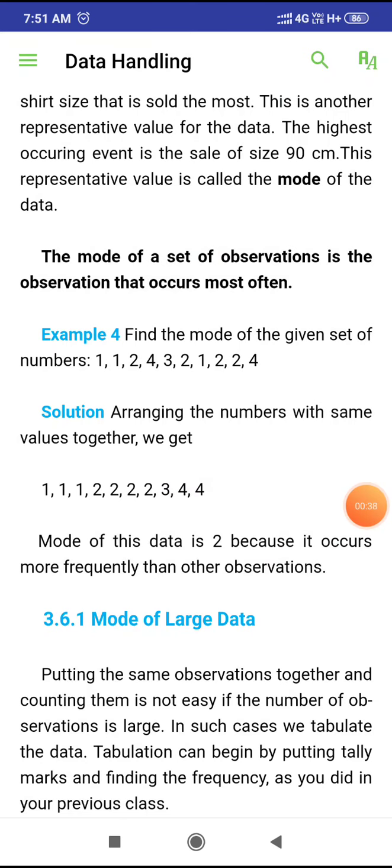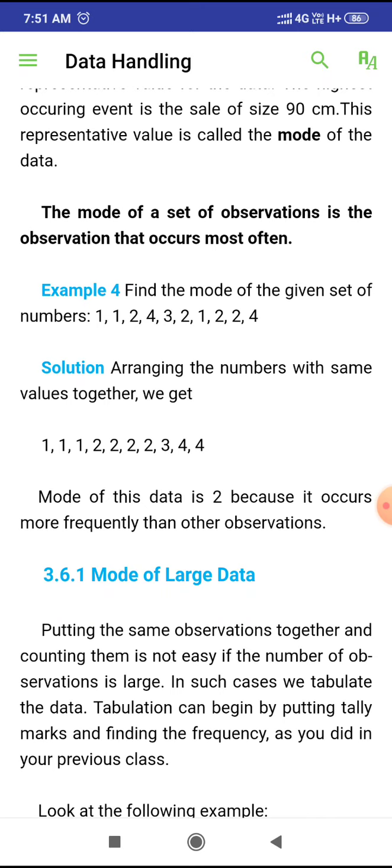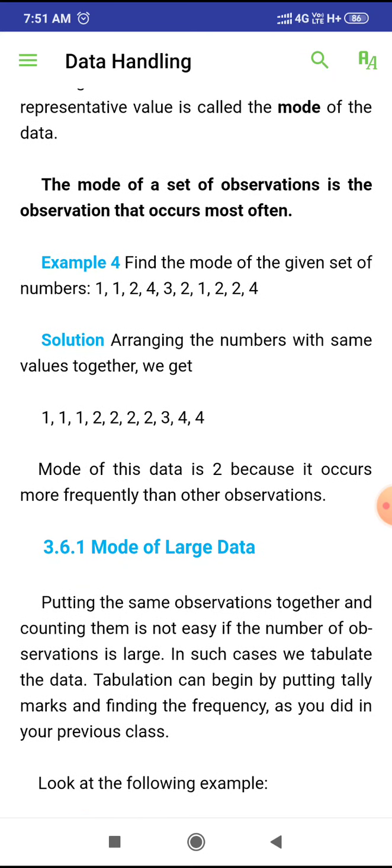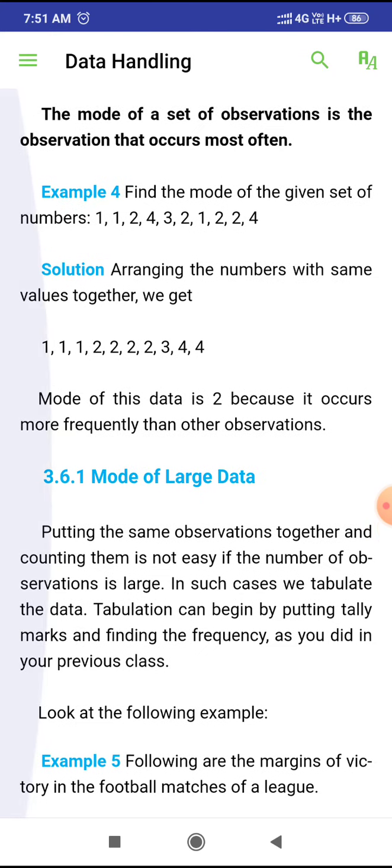It is very easy to find the mode of a set of observations where our data is very small. For example, question number 4. In question number 4, we have to find the mode of the given set of numbers, and the numbers are 1, 1, 2, 4, 3, 2, 1, 2, 2, 4. First of all, we arrange these numbers in ascending order. So we have 1, 1, 1, 2, 2, 2, 2, 3 and 4, 4. So here 2 occurs 4 times, so 2 is the mode of this data.